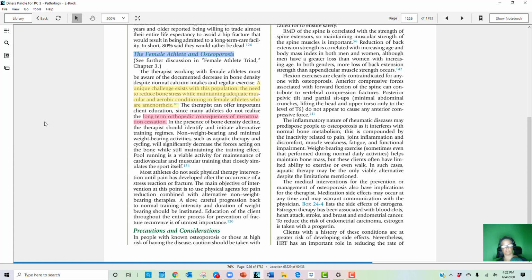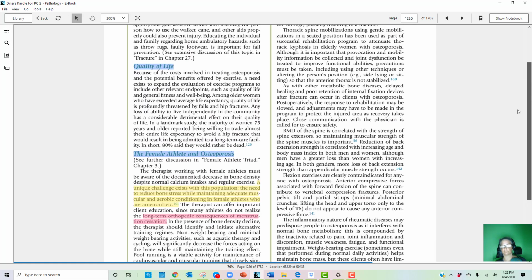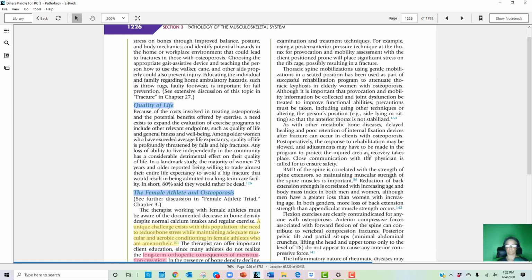Precautions and considerations in people with known osteoporosis or those at high risk of having the disease. Caution should be taken with examination and treatment techniques. For example, using a posterior pressure technique at the thorax for provocation and mobility assessment with the client positioned prone will place significant stress on the rib cage, possibly resulting in a fracture.